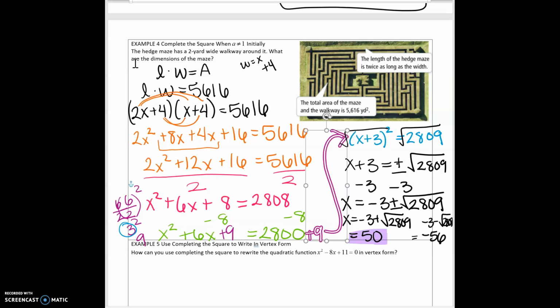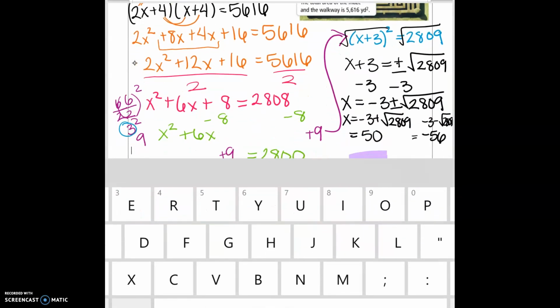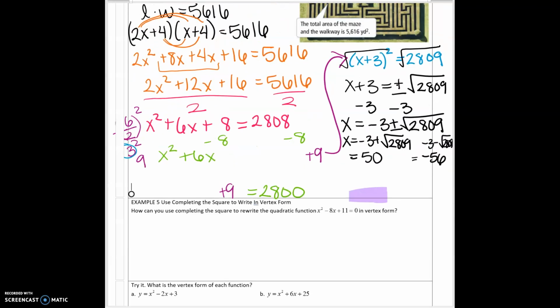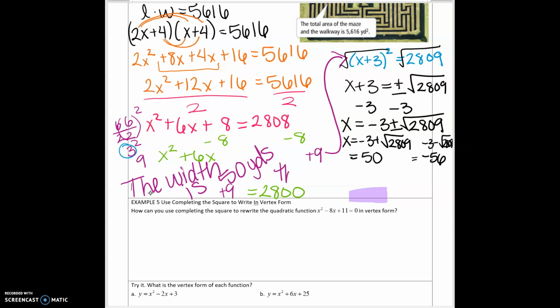So let's see here. Add some more space. Sorry, ran out of room. So our final answer: the width is 50 yards. And if the width is 50 yards, then the length is 100 yards. And that's our final answer.